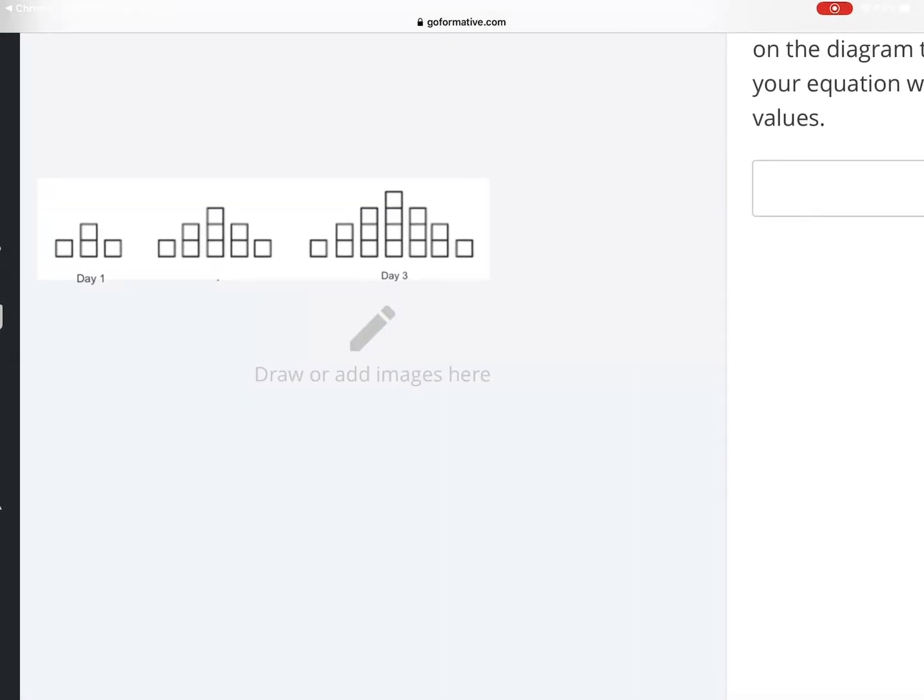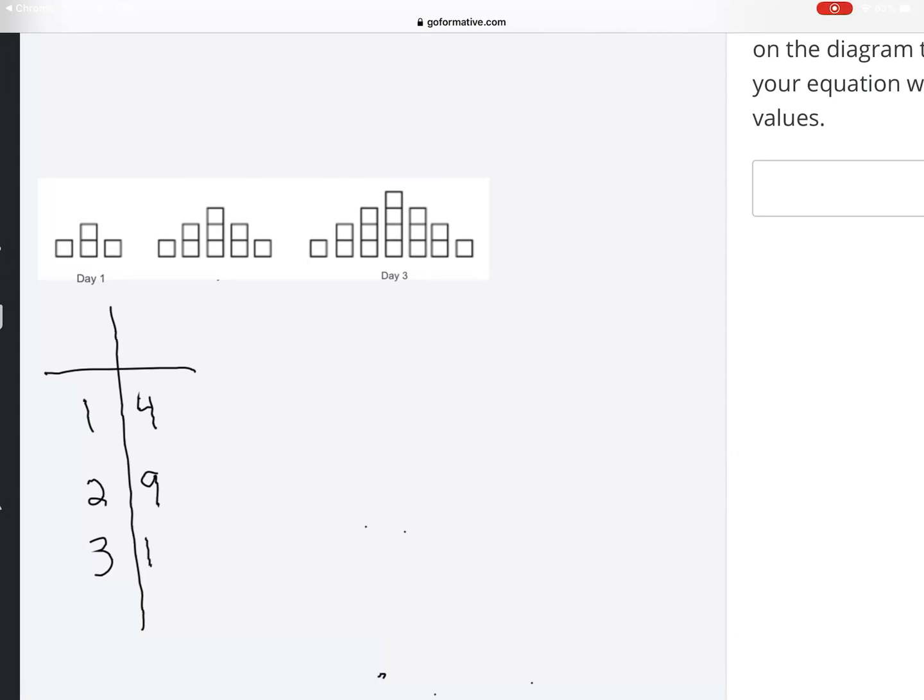Okay, so for this one, I'm going to start with recursive again. And I have day 1, I have day 2, and I have day 3. And day 1 looks like it has 4. Day 2 looks like it has, let me just add up here real quick, it looks like it has 9. And day 3, let's see, that's 3, 6, plus 4 is 10, 13, 15, and 16. You might pause the video and see if you can get the recursive on your own.